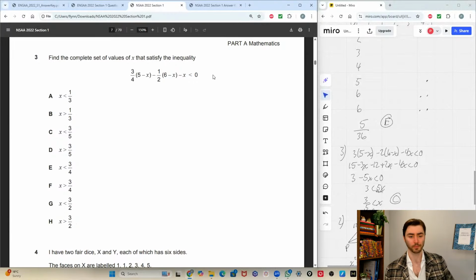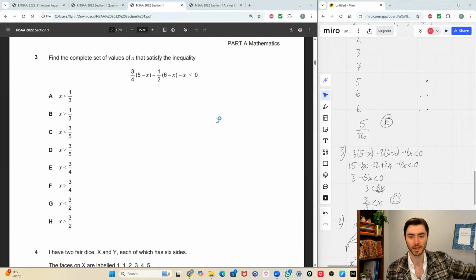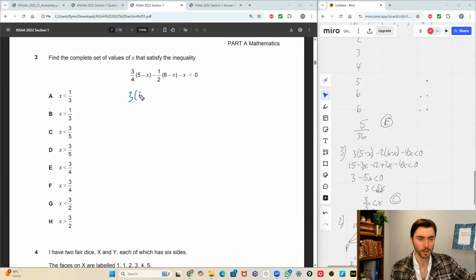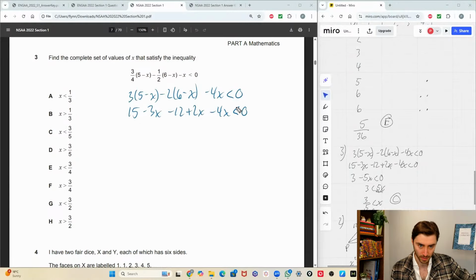Let me try this again. Okay, this time I'm going to do it like just annotating on the thing. So I'm going to multiply by 4. So 3 into 5 minus x, 2 into 6 minus x, minus 4x is less than 0. 15 minus 3x minus 12 plus 2x minus 4 less than 0.